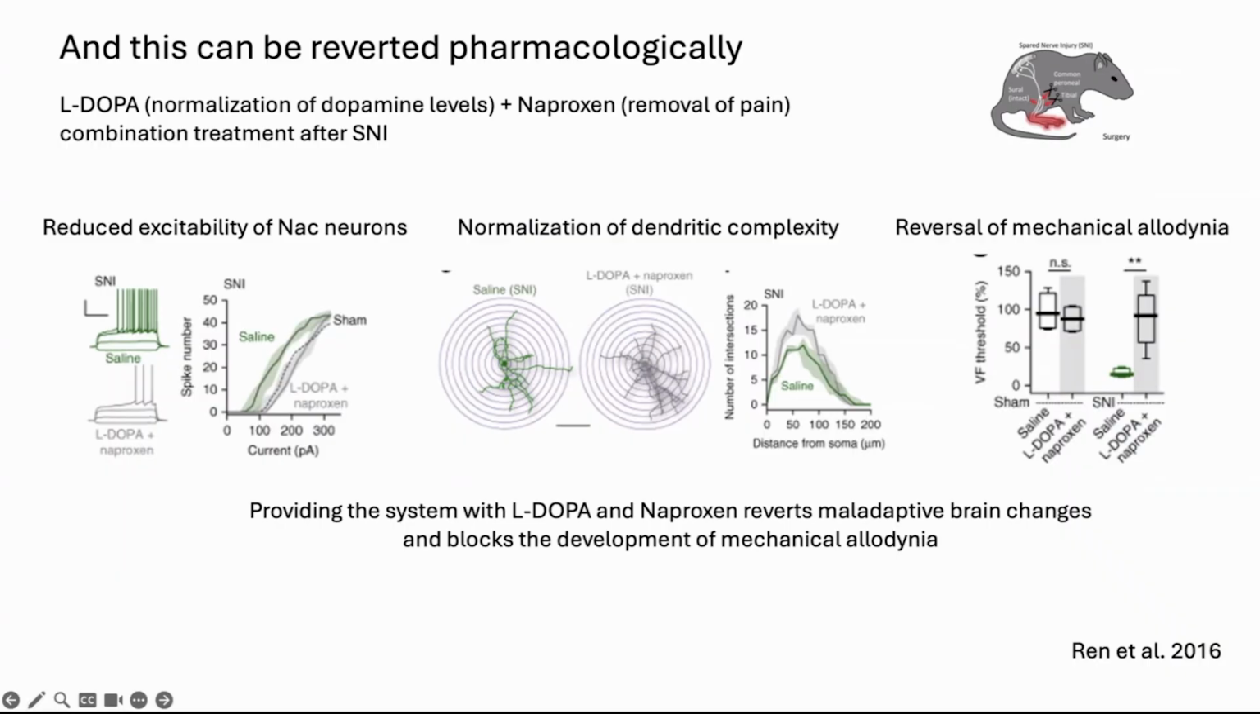And so it could be the case that L-DOPA could help normalize this system. Here again, they take the mice, they perform an injury, and then they give L-DOPA and naproxen at the acute stage. And what they found is that they're actually able to normalize both the excitability of the nucleus accumbens neurons to similar levels of sham animals, and also the dendritic complexity. So basically, it stops these changes in these neurons from taking place.